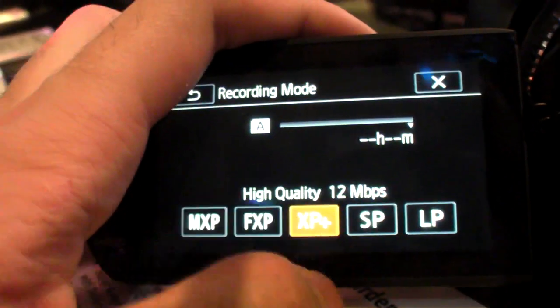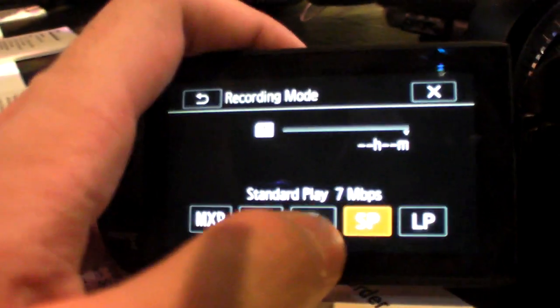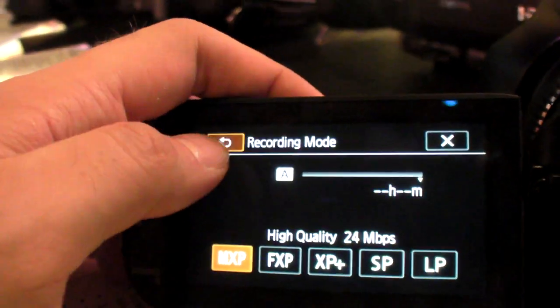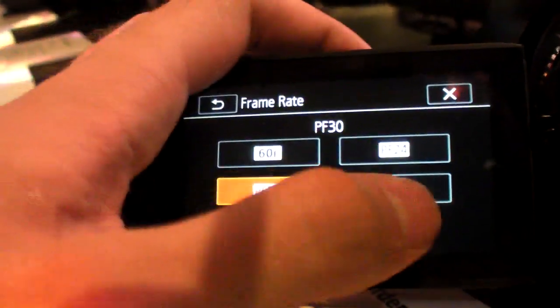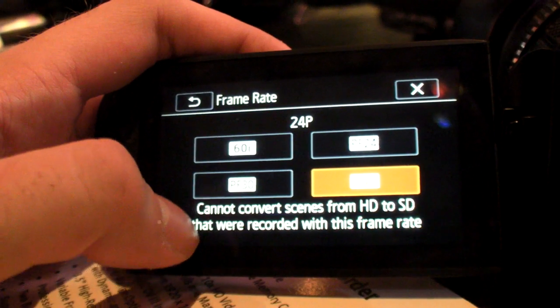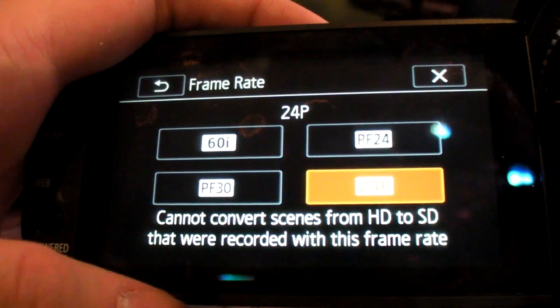After I look around, here you have 24 megabits, 17, 7, 12, 5. Different qualities. And you can choose the frame rate as well.